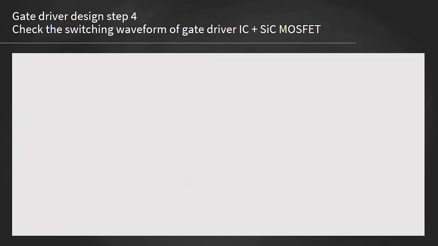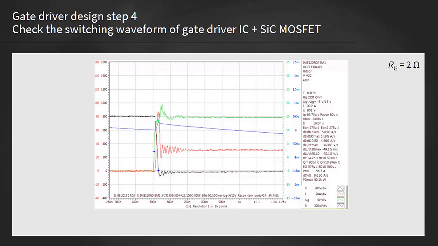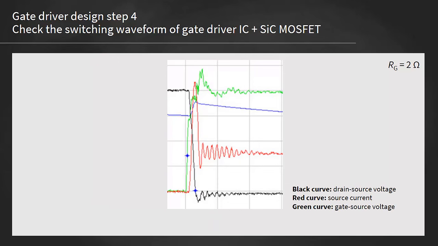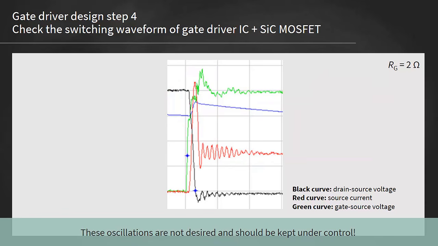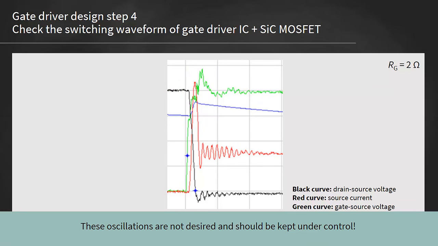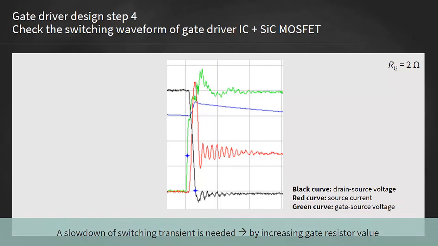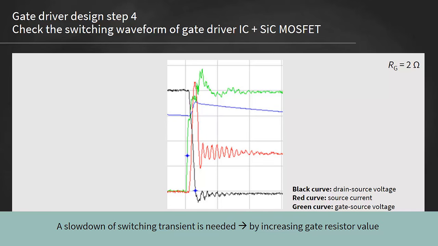The next step is the lab verification. The following graph shows a turn-on waveform using a gate resistance of 2 ohm. The black curve is the drain source voltage, the red one is the source current, and the green curve is the gate source voltage. These conditions result in a quite high reverse recovery peak current of approximately 87 ampere. It also causes some oscillations in both the gate voltage and source current. These oscillations are not desired and should be kept under control. Therefore, a slowdown of the switching transient is needed. This is achieved by increasing the gate resistor value.